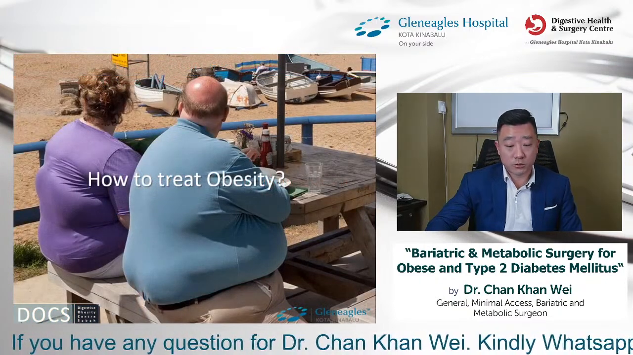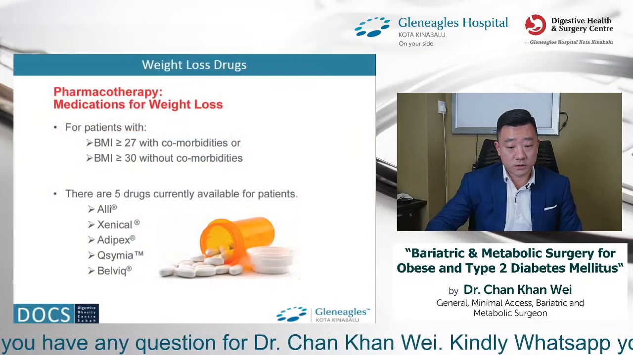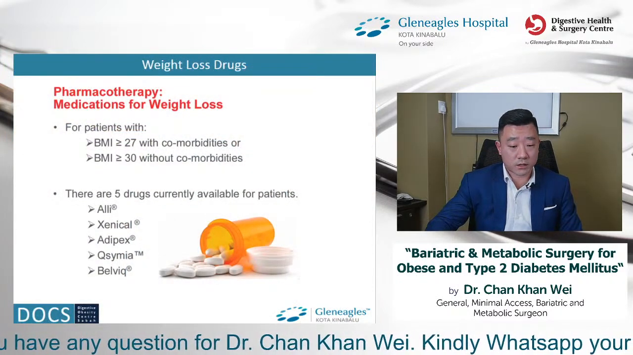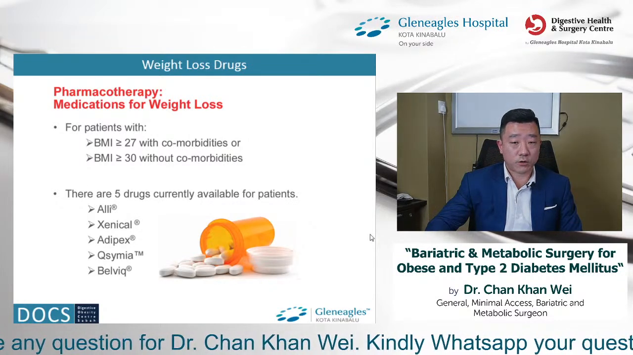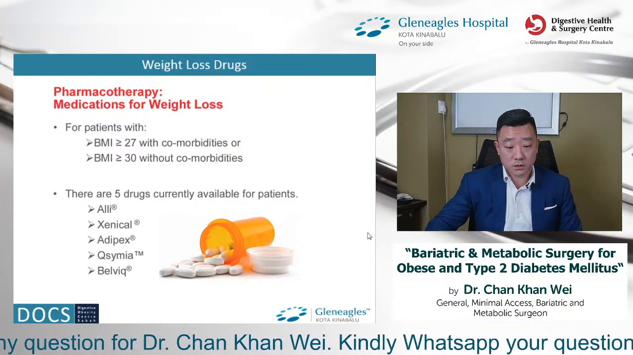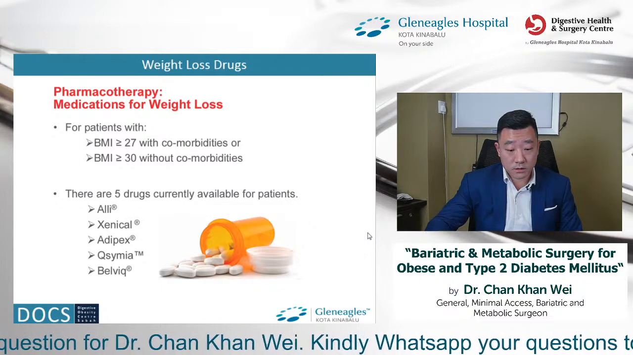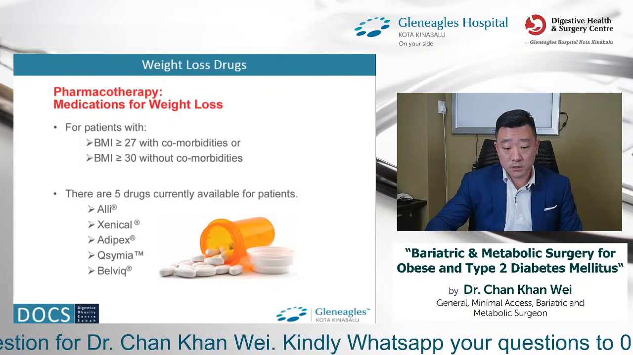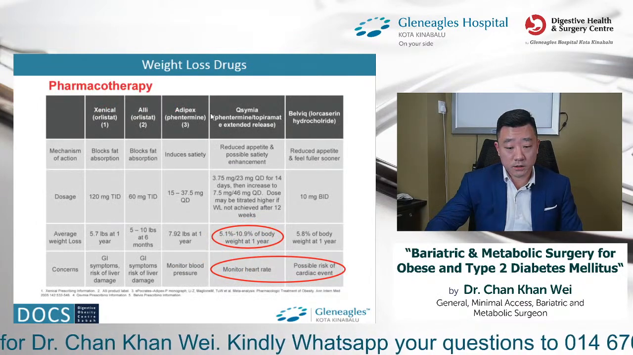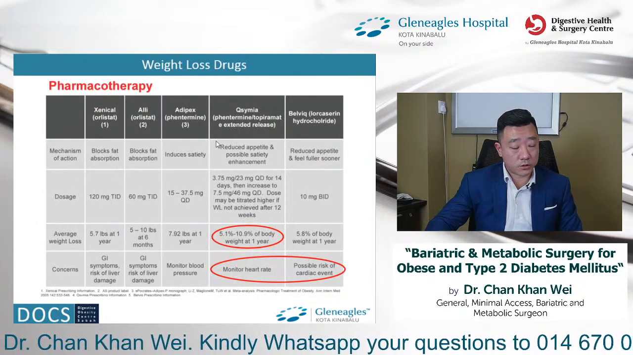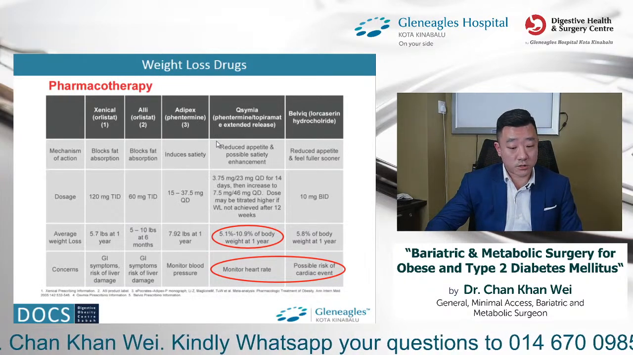So how do we treat obesity? So there are many modalities in the market. One of the common things that patients actually ask for are drugs or medication. But out of these 5 drugs that are listed here, Alli, Xenical, Adipex, the one that is commonly used and found in Malaysia is actually phentermine. So we do use that here, but we use that cautiously.